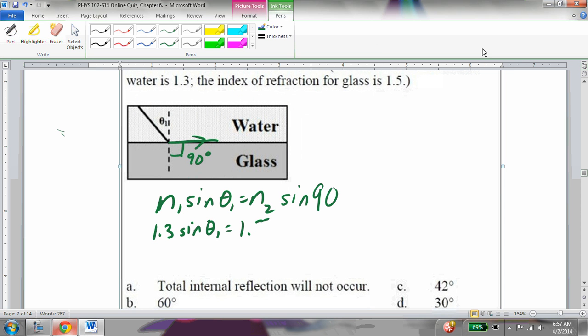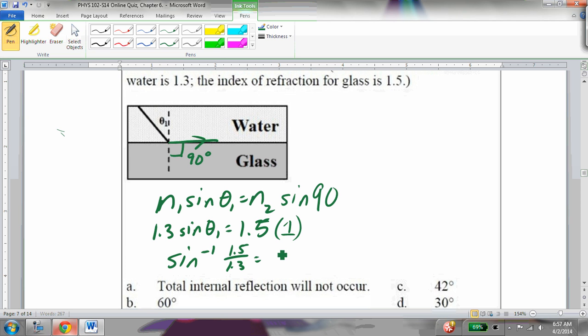Okay, and if you actually try to put this in, this is 1.5 times 1. If I try doing the inverse sine of 1.5 over 1.3, I'll get an error, and so this does not exist. And so let's go back and think about this.